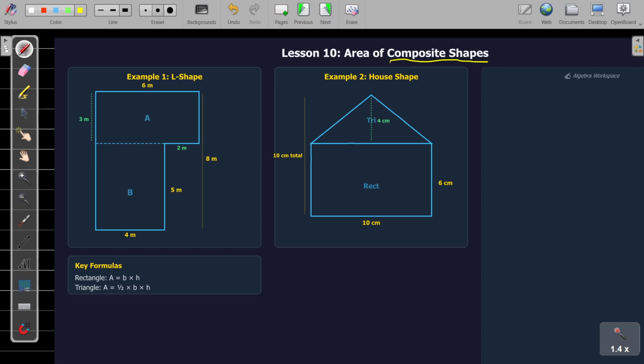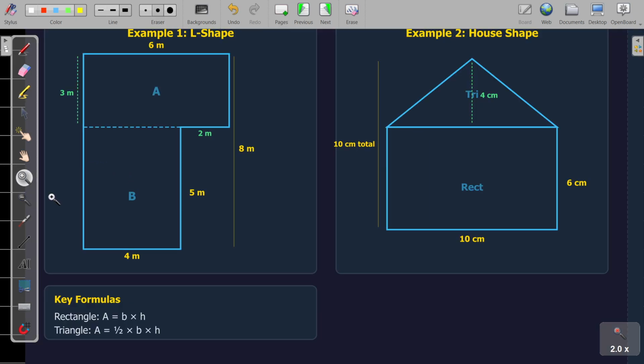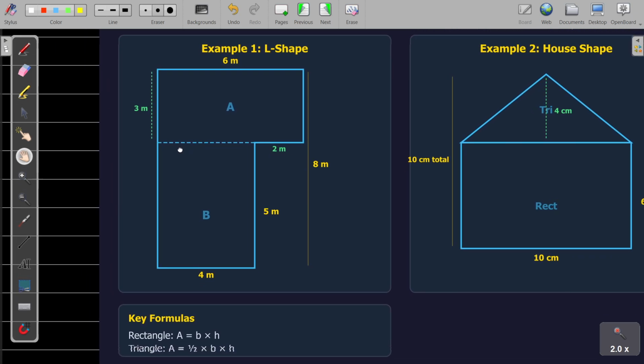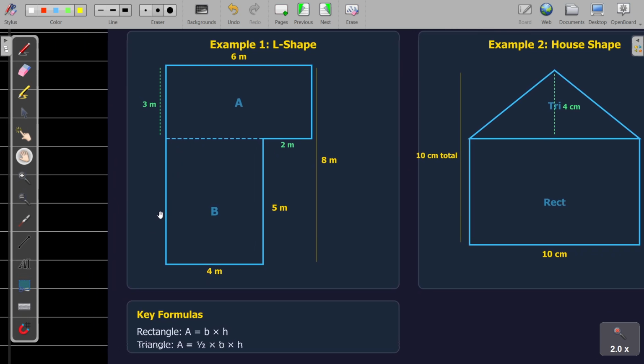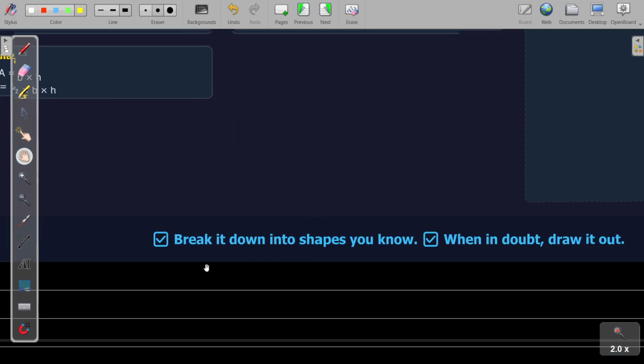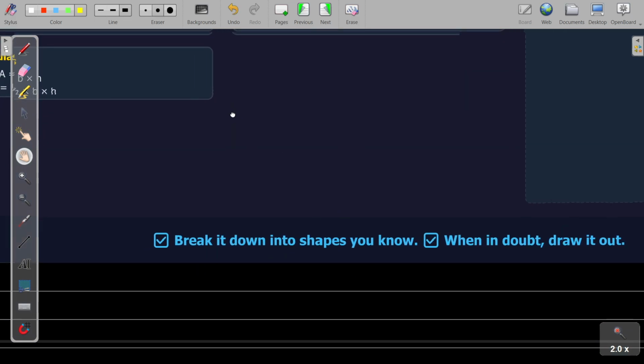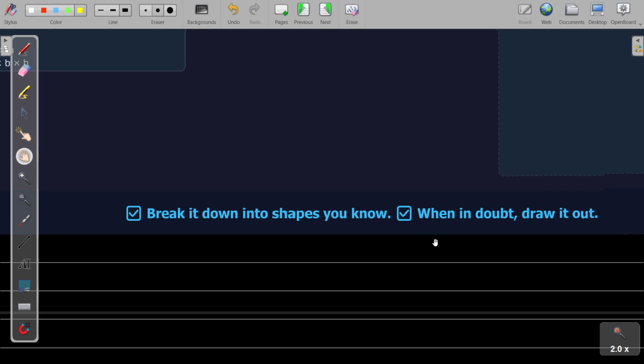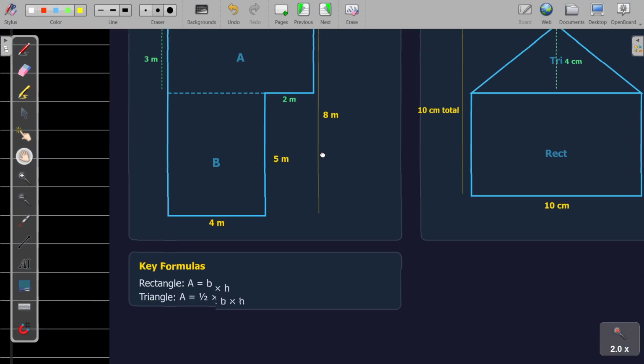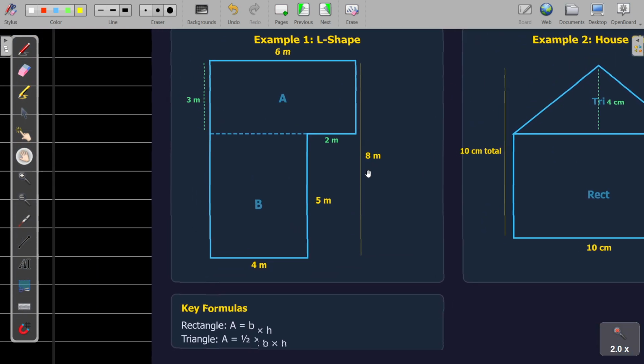So let's look first at this L shape right here. I hope you guys can see it. There's no magic L-shaped formula for area, but there is a breaking-it-down step. Of course, break it down into shapes. This is going to be our habit, and this is a classic for the channel: when in doubt, draw it out. Of course, we're going to be drawing this out.